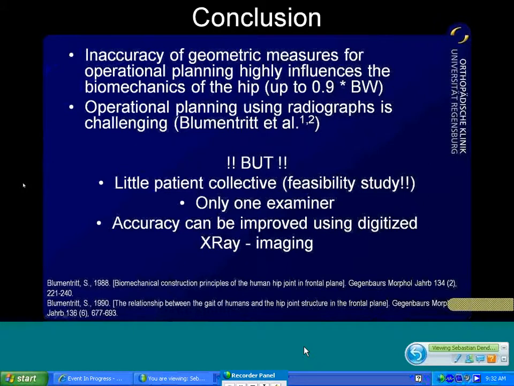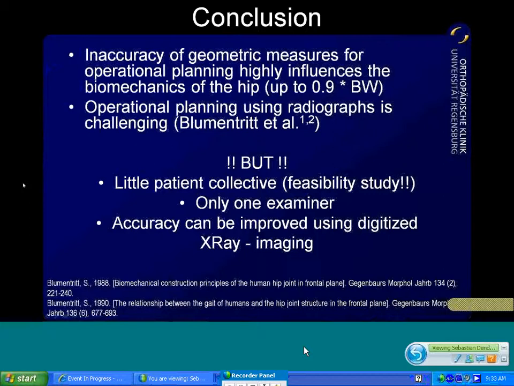So, what did we find? The inaccuracy of geometric measures for operational planning highly influences the biomechanics of the hip, up to 0.9 times body weight. So, what does this actually tell us? Every measure, as we all know, underlies a standard deviation, and in this field, this standard deviation can make a difference of up to 0.9 times body weight. So this leads to the conclusion that operational planning using radiographs is challenging.